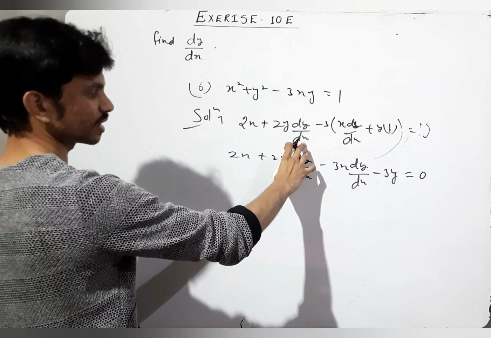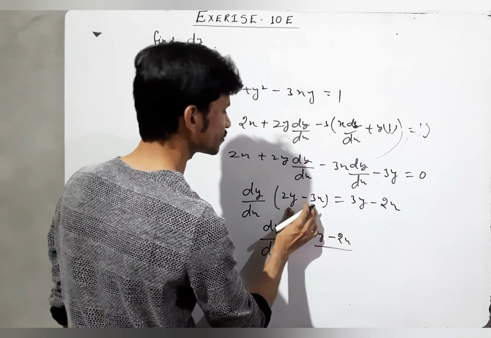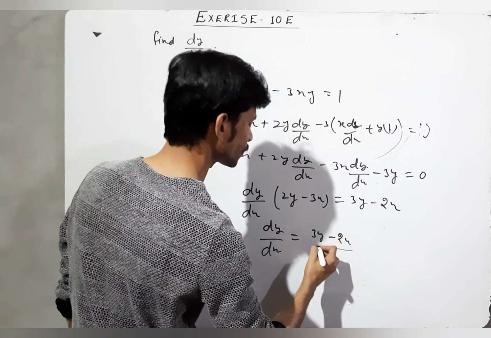So dy over dx is common, and 2y minus 3x equals 3y minus 2x, or dy over dx equals, by cross multiplying of this factor in the denominator of this, it gets to look like this. Now question number 7 is x y square minus x square y minus 5 equals 0.